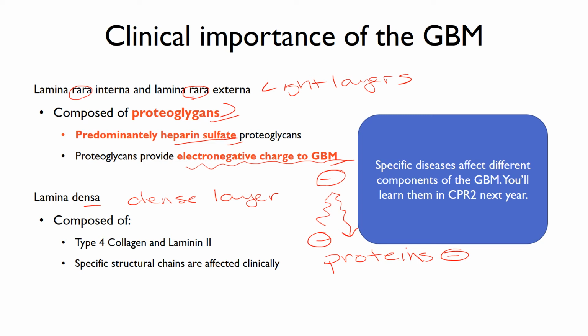Now, the lamina densa, as opposed to the lamina raras, is composed of collagen and laminin. And there are specific structures within these two chains that are affected clinically, and you're going to learn them next year. So next year, when you are learning about different disease states or pathology states, you will definitely go over them, you are going to hearken back to this area of renal physiology and the glomerular filtration barrier, and why you need to know that, for instance, the glomerular basement membrane is made up of 3 sublayers.